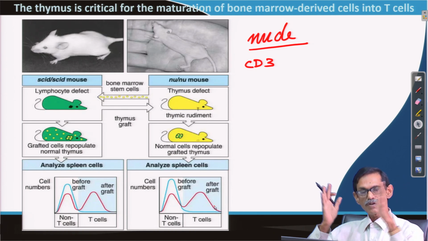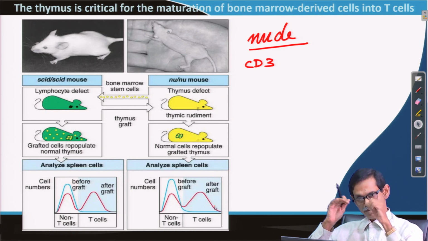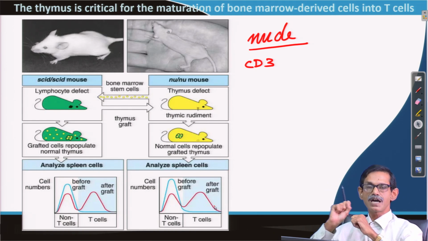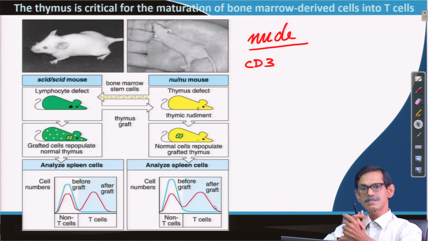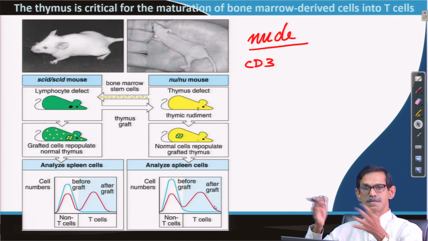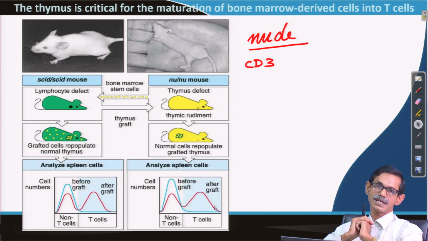So, all this information made us believe that thymus is the place. Otherwise, with all these organs, why would the thymus be responsible, and how could someone tell us so? These experiments tell that thymus is the place where T cell mature.